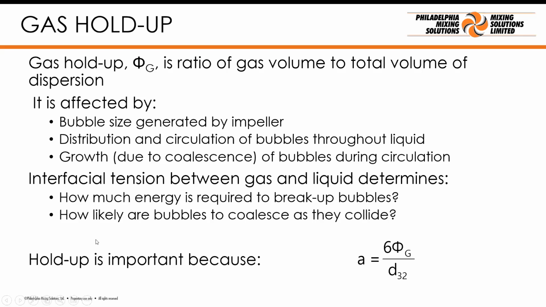The other thing we're interested in is the interfacial tension: how much energy is required to break up the bubbles, and how likely are the bubbles to coalesce if they collide? Holdup is important because the interfacial area per unit volume is 6 times the holdup divided by D32, the Sauter mean diameter. So the higher the holdup and the smaller the bubbles, the higher the interfacial area I have for mass transfer.